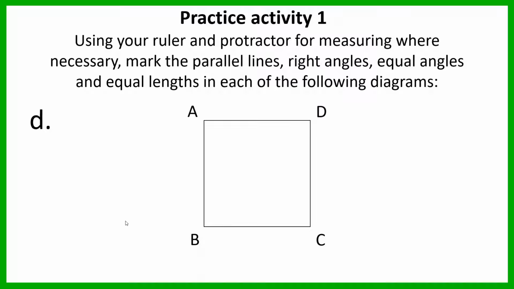Okay, so for the square, you should have opposite sides parallel here and opposite sides parallel there. You should have all four sides equal, and you should have all four angles equal to 90 degrees.